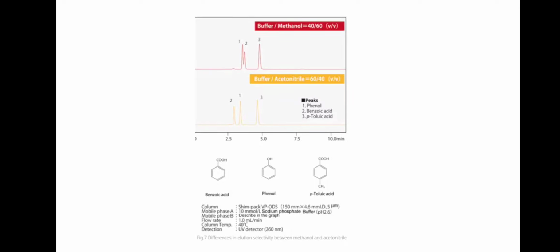In contrast, acetonitrile, being less polar, tends to retain polar compounds for a longer time, allowing for better separation of closely eluting peaks. By comparing the elution times of the three compounds under the two mobile phase compositions, we can observe the effect of the solvents on the separation efficiency and selectivity of the HPLC process.